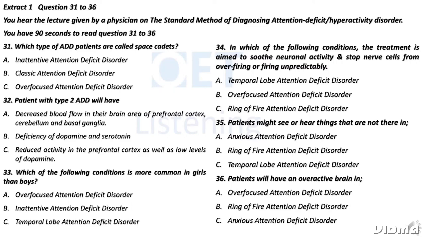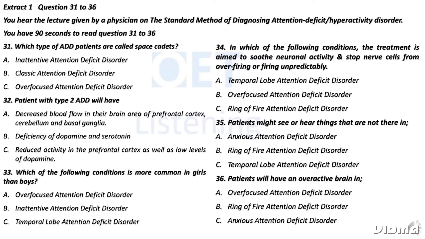They have reduced activity in the prefrontal cortex, both when relaxing or focusing on a task. Type 6. Ring of fire attention deficit disorder. People with ring of fire attention deficit disorder have an overactive brain. There are excessive amounts of activity in the central cortex and other areas of the brain.